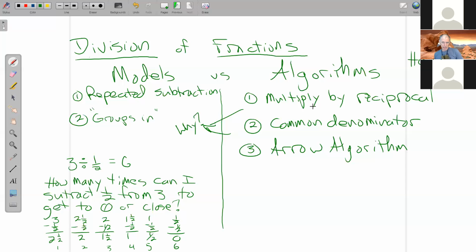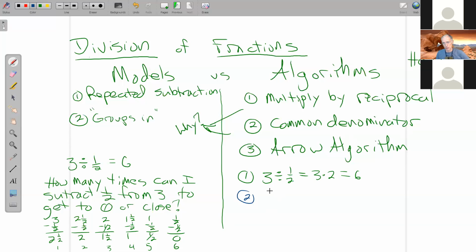Checking the algorithms for that, if I try algorithm 1, it says multiply by the reciprocal. So 3 divided by 1/2 is 3 times 2, and 3 times 2 is 6. Why did that work? Well, because it worked over here too, and this is what division means. There's not too much to it besides that.